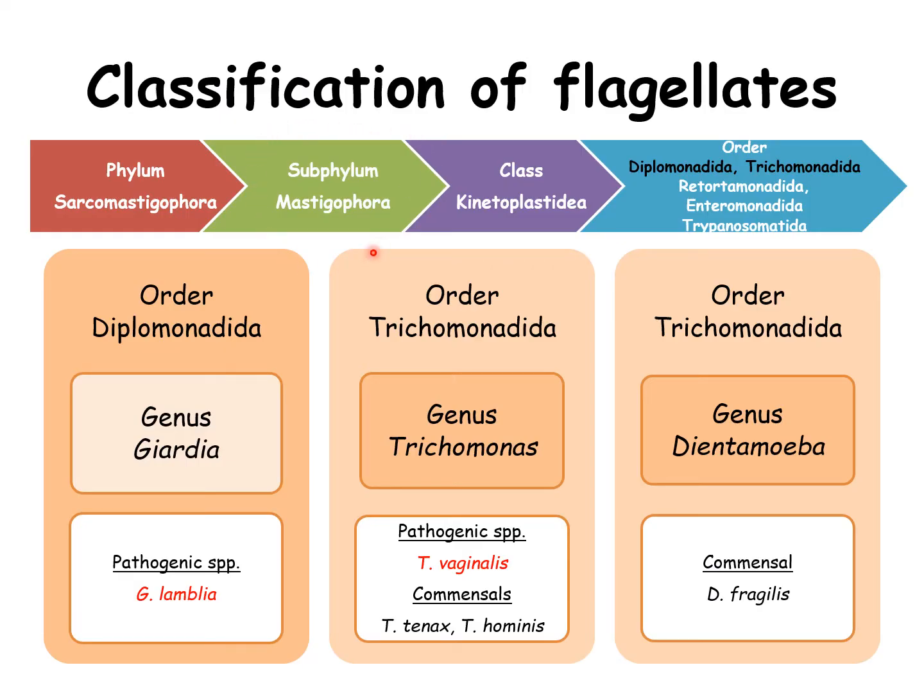For the classification of flagellates, Giardia lamblia is classified under the subphylum Mastigophora. So this organism is capable of self-propulsion through the motion of one or several flagella. Specifically, Giardia lamblia is under the order Diplomonadida. In this order, the organisms usually have two nuclei. For Trichomonadida, the well-known human pathogen includes Trichomonas vaginalis. The others are commensal organisms.